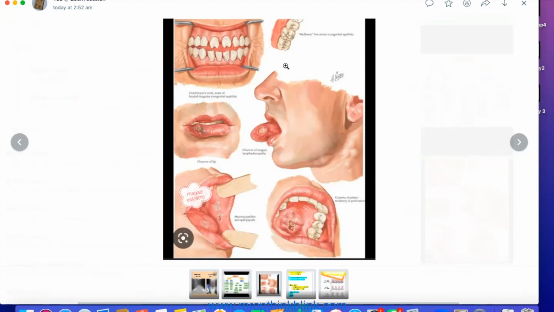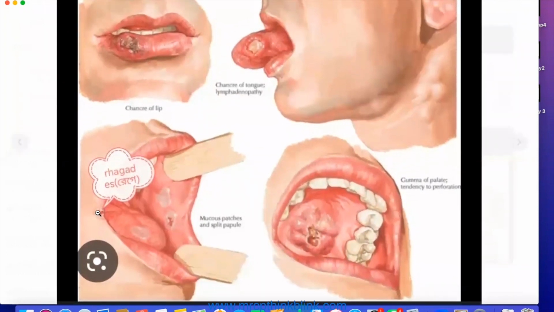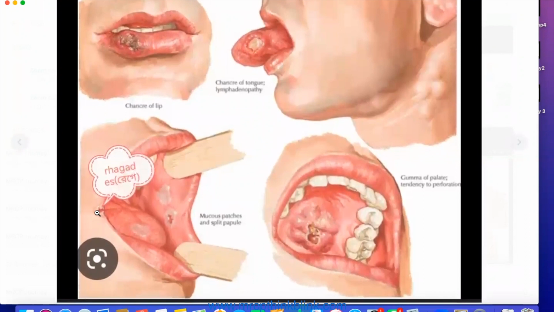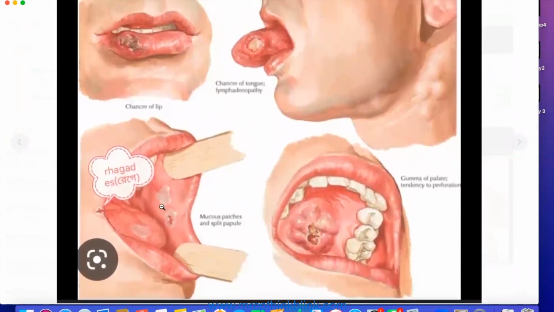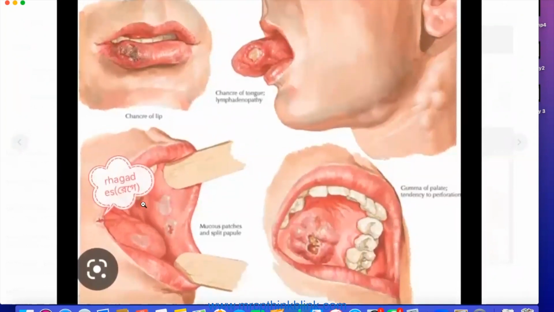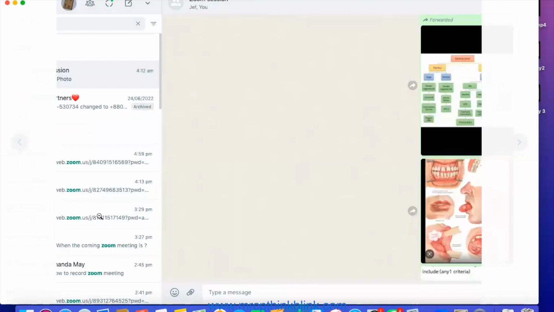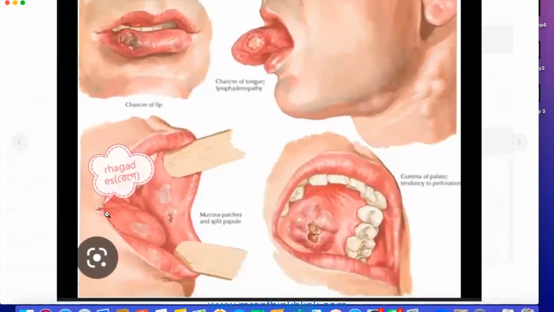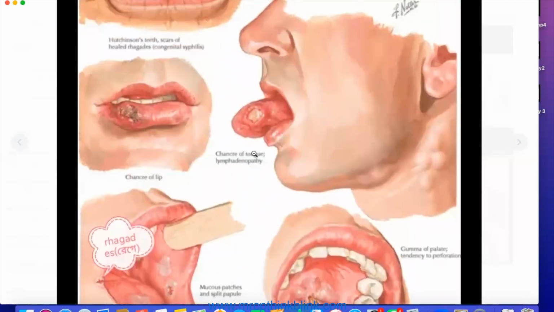The nose could be a saddle nose. Deafness can be there. And they also have scars at the angle of the mouth. Can you see this one? This is called rhagades. So this is rhagades. Also there will be some splitting of the pupil, mucosal ulcerative things, but the important ones are the teeth and this angular lesion. These are the features of congenital syphilis.